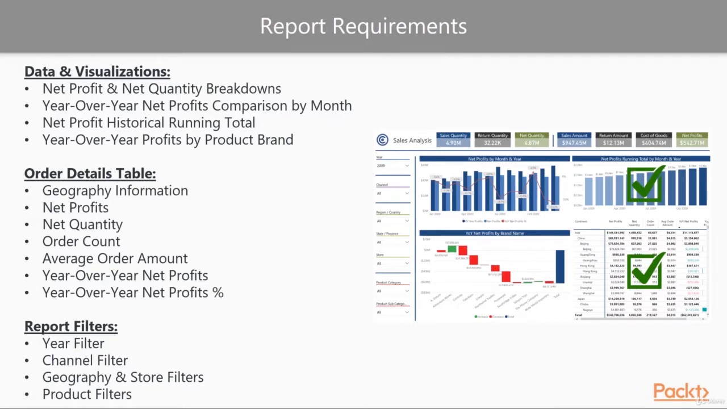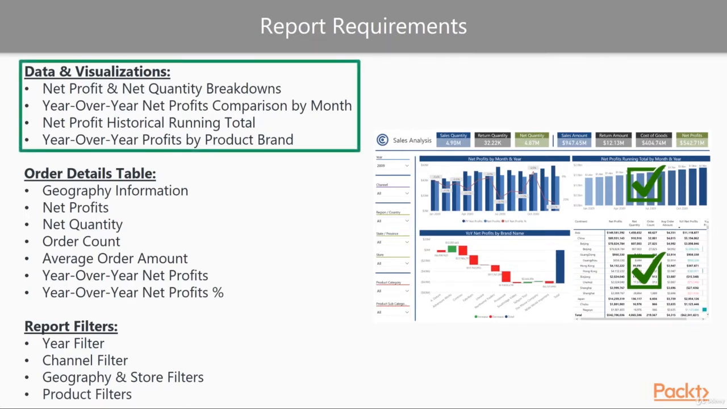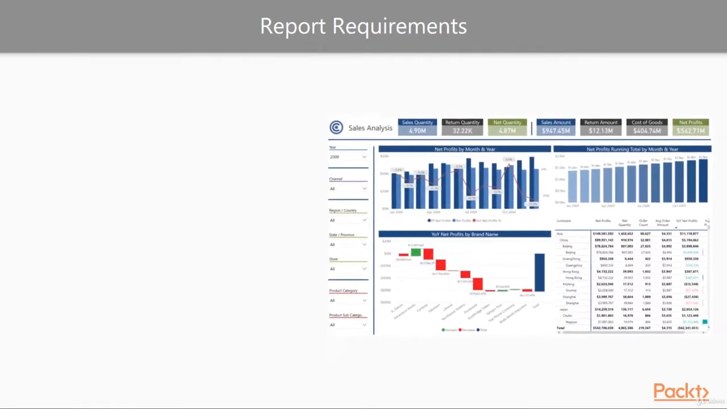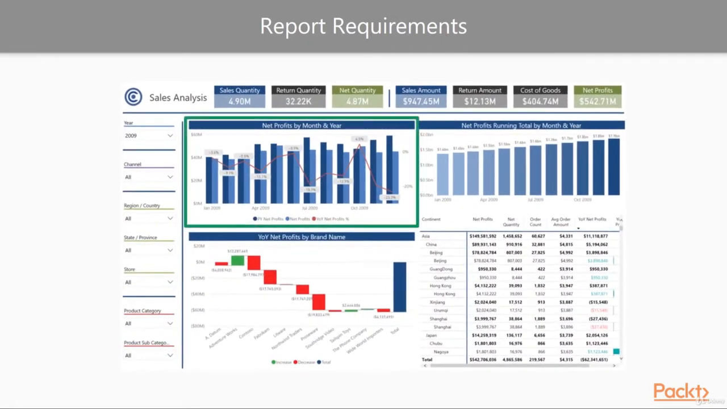So from our previous videos, we've now completed most of the matrix table and the running total chart. We'll continue to address the data visualization requirements by completing the requirement for a year-over-year net profit comparison by month. That data, when visualized, will use a column and line combo chart as seen here.